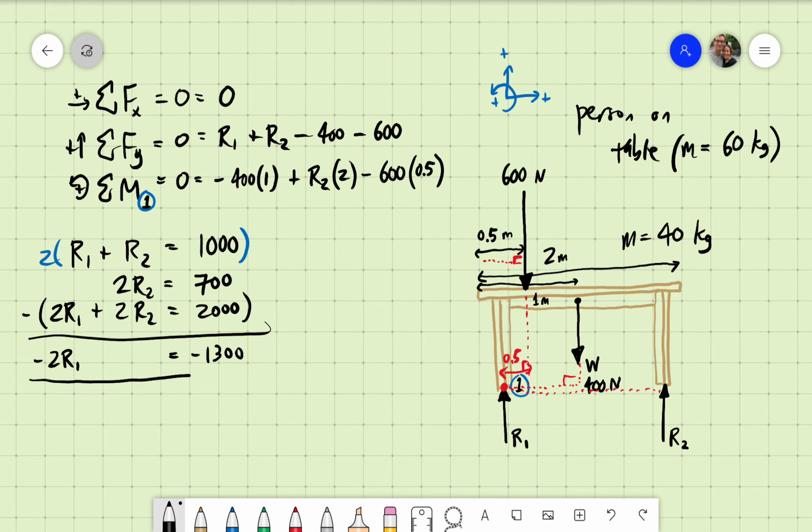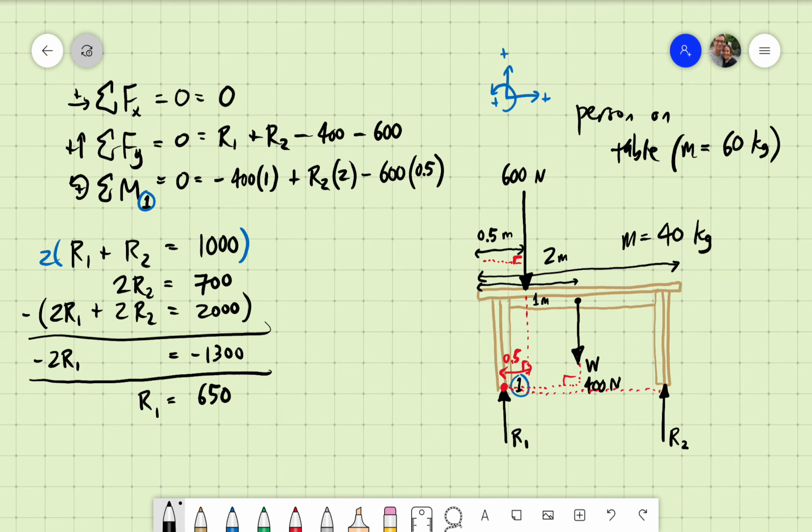That is my result. I divide both sides by negative 2, and I get R1 equals positive 750. No. Sorry, positive 650. Okay. 1,300 divided by 2 is 650, and then the negative 2 got rid of the negative in front of it. So that is my R1.